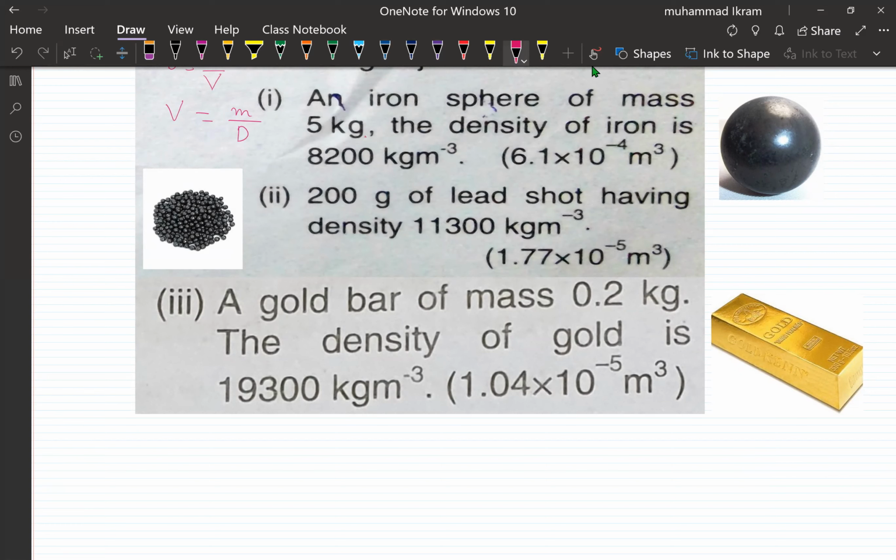So here, these are the lead shots, whereas this is the iron sphere. Here you see the problem is this one. We will be using the same formula for this also, and you will do it yourself. But what is the problem here? Mass is given in gram, and for the MKS system it will be 0.2 kilogram. And the density is already in the MKS. So just divide this by this and you will get the right answer.